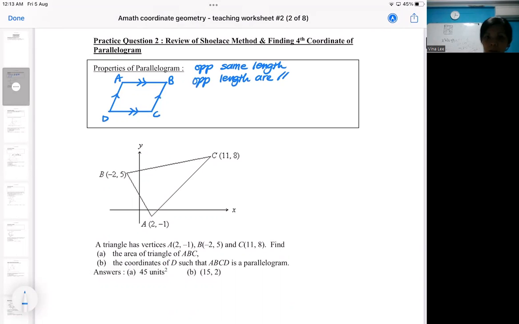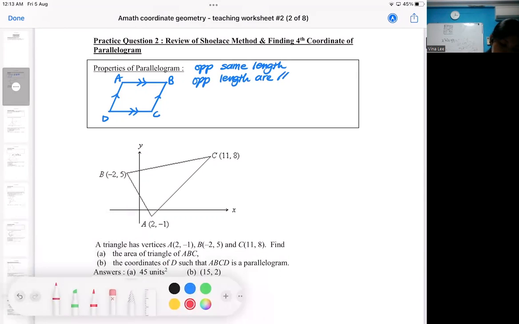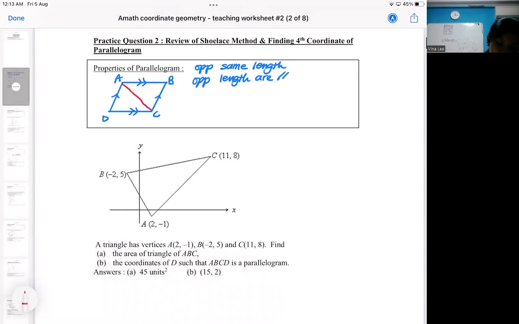What I'm going to emphasize is the midpoint. The diagonals actually share the same midpoint. So the midpoint of AC will be equal to the midpoint of BD. You will use this idea to find the fourth coordinate.